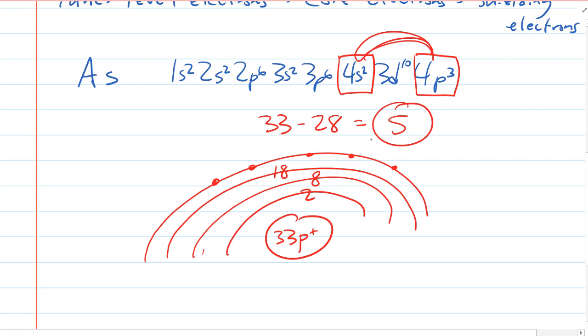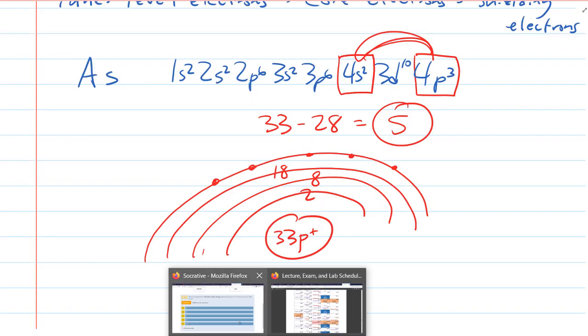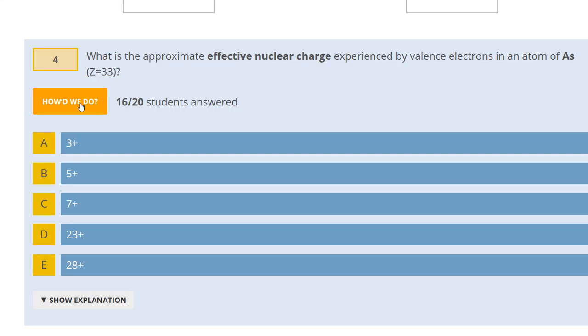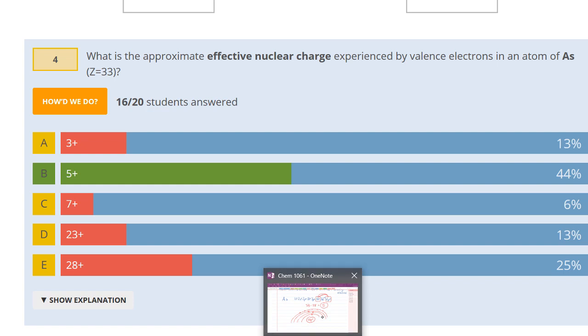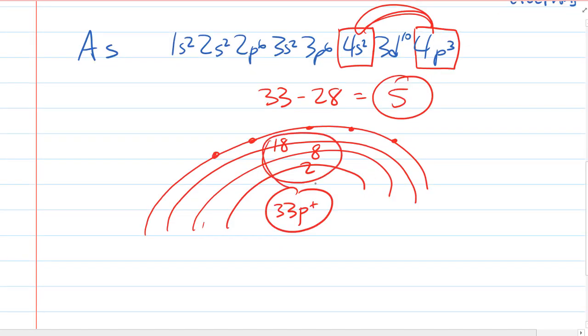So basically, if you know the number of valence electrons, that number is going to wind up telling us exactly what that effective nuclear charge is, or it should be a value of 5 positive. Because again, there are going to be a total of 28 inner level electrons. All of these are inner level electrons, 28 of them altogether, blocking the valence electrons from the nucleus.